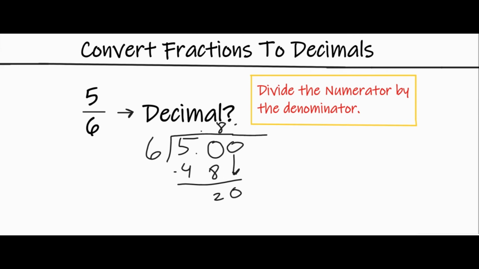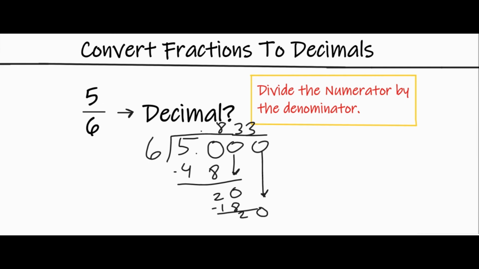20 divided by 6 is 3. 3 times 6 is 18. 20 minus 18 is 2. We add another 0, bring that straight down. Now, as you might notice, we're getting 20 again. So we're actually just going to keep getting 3, because 3 times 6 is 18, 20 minus 18 is 2. Bring down a 0, keeps giving us 20.